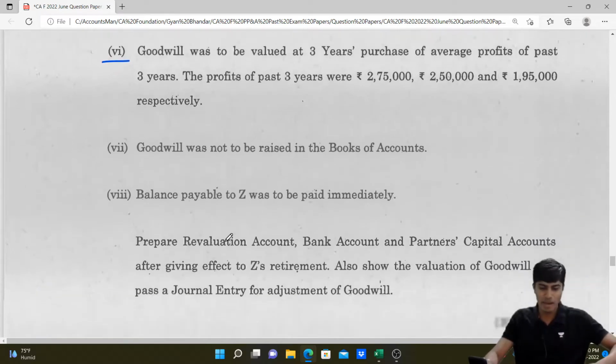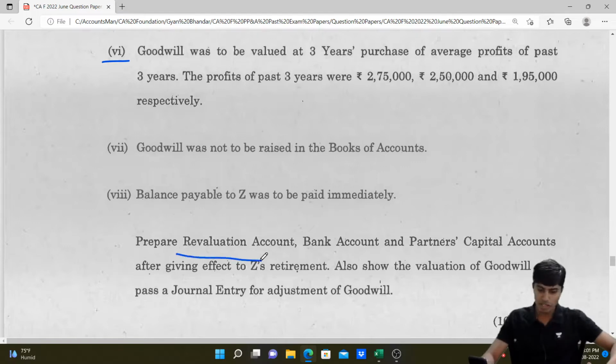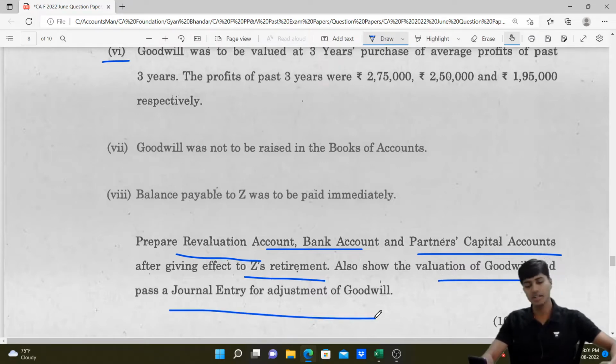Done. So then we have balance payable to Z to be paid immediately. We're paying immediately. So there's no balance carried in the retiring partner's capital account as such. They want us to prepare revaluation account, bank account, partners' capital account after giving effect to Z's retirement. And show the valuation of goodwill and pass a journal entry for adjustment of goodwill.